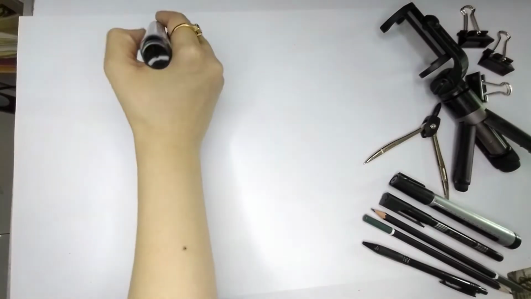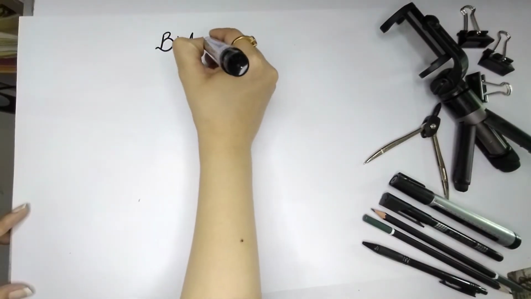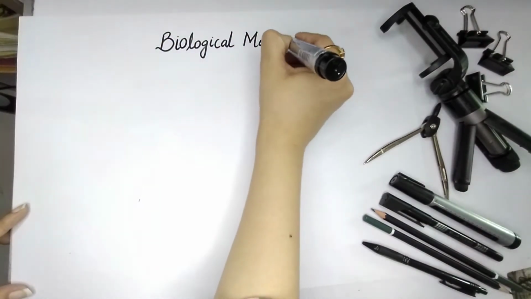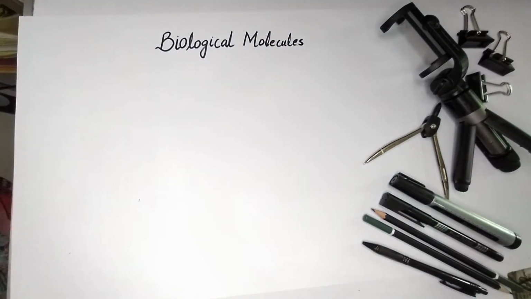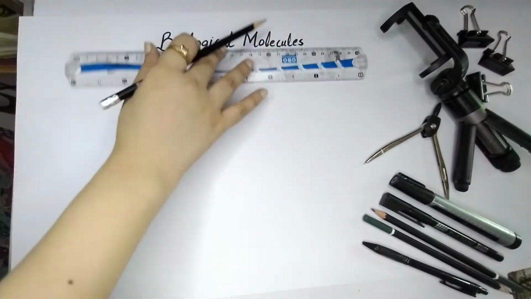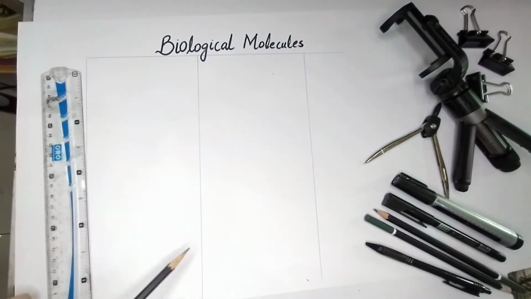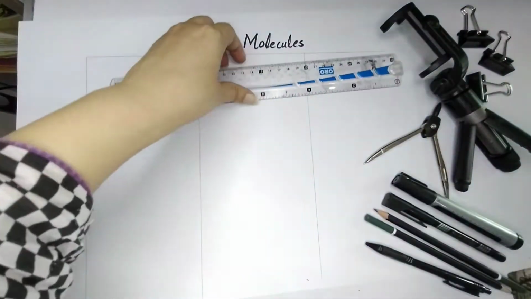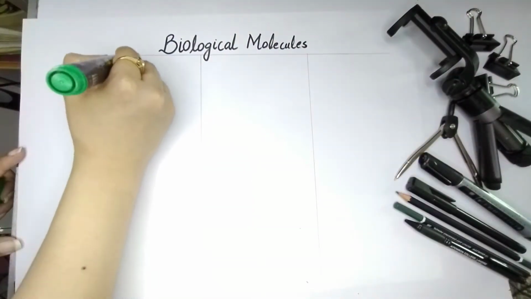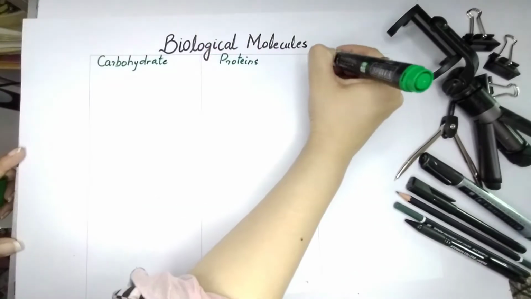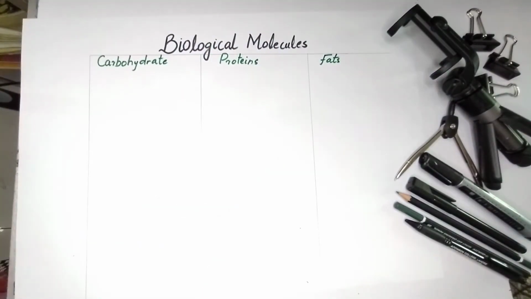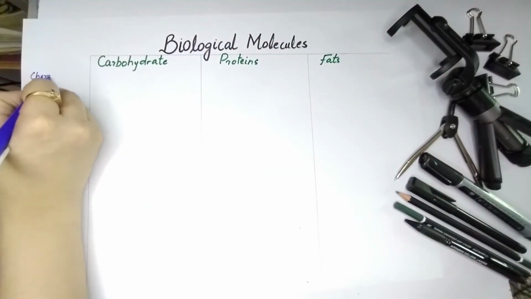Today's video is about biological molecules. So basically, today we are going to discuss those biological molecules that are part of our nutrition and break down in the human body. These nutrients are considered essential nutrients that are required for a human body to live. So we'll start with carbohydrates, proteins and fats, and we'll compare them on the basis of these characteristics.